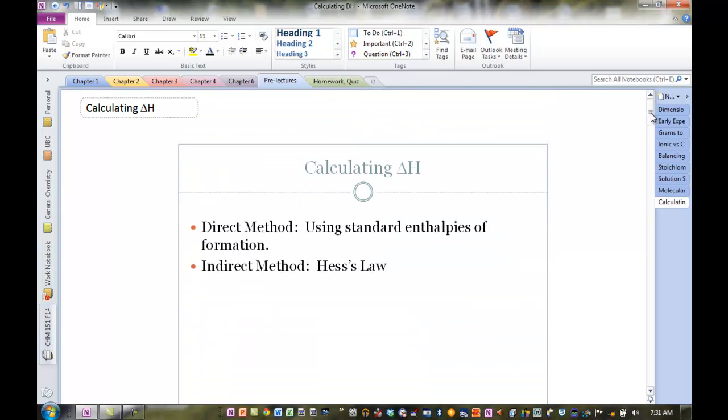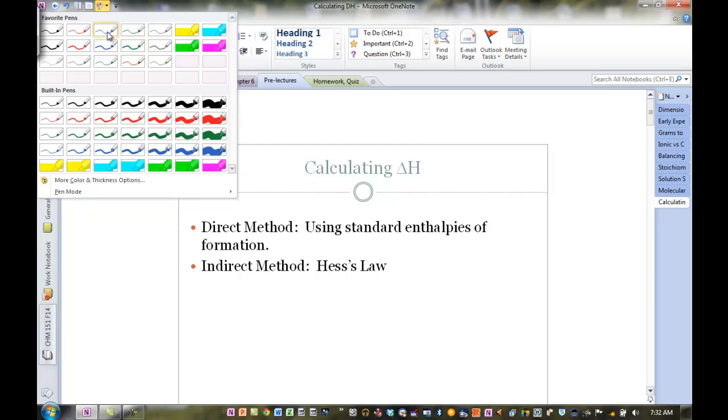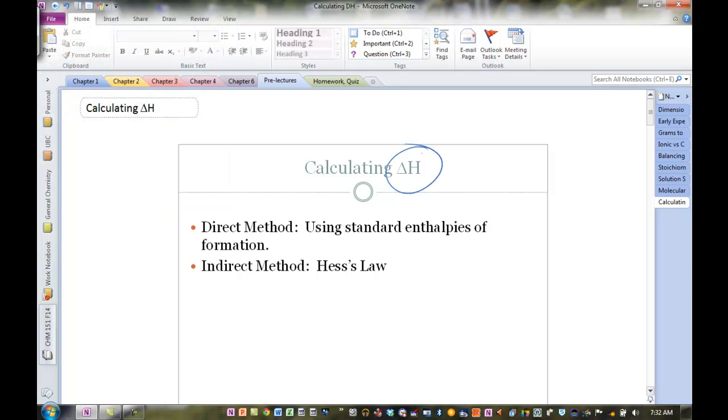Hello everybody. This pre-lecture will focus on calculating the enthalpy change for a reaction, delta H. So remember, the enthalpy change is really the heat flow. Is the reaction, as it goes from reactants to products, releasing heat, or is the reaction absorbing heat? Exothermic versus endothermic? Now, if we want to define it a little bit further, it's a heat flow at constant pressure when only pressure-volume work is done. That's technically what it is, but for our purposes, it's the heat flow in the reaction.